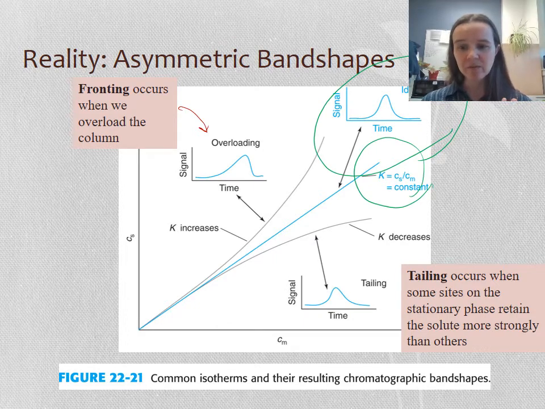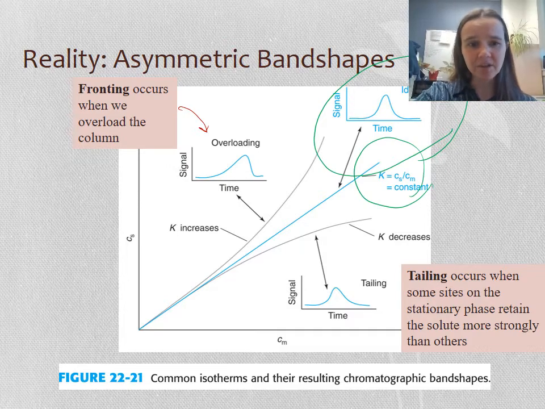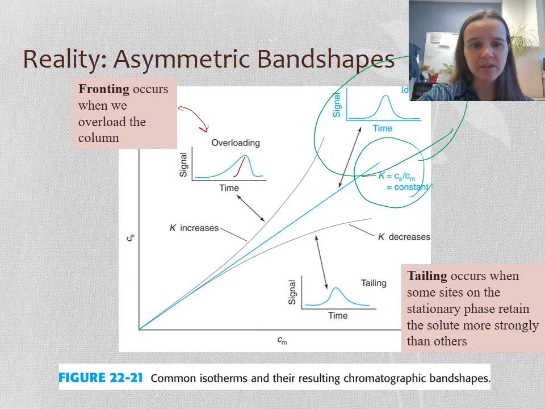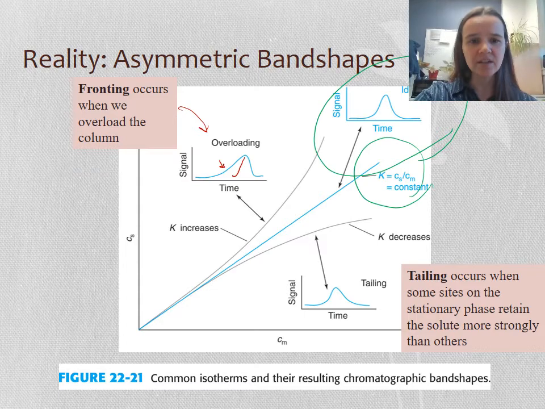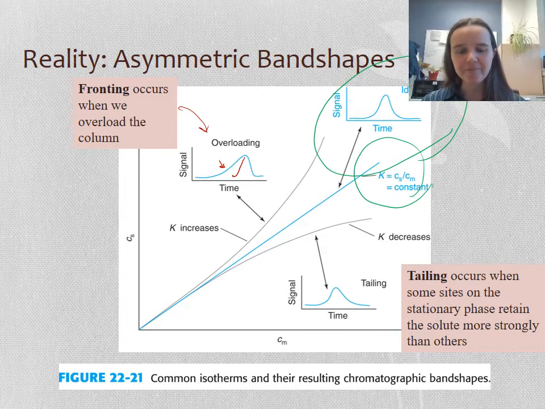This is like putting too many people in the mall. They all want to get into the store, but the store is full, and so they just keep walking. And because they just keep walking, they elute early, right? So you're expecting the peak to look like this, but these are all of the things that just come out fast because they don't have any opportunity to interact.